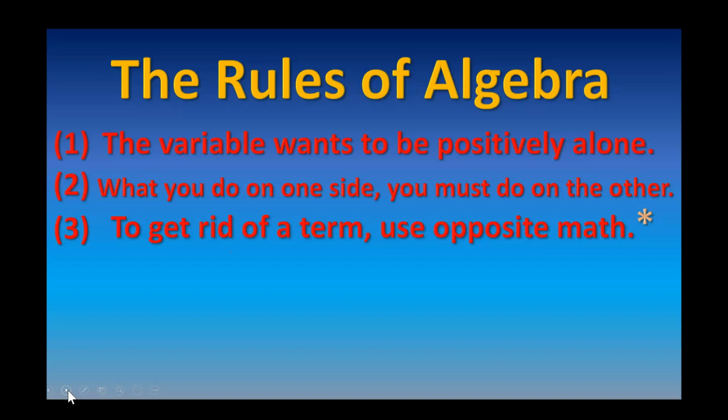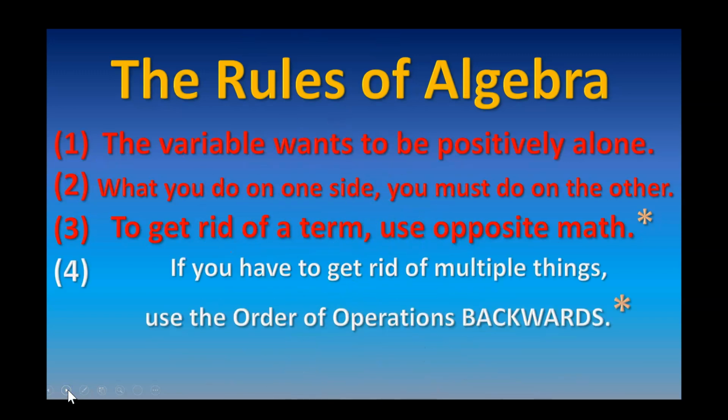Today, we're going to focus on two-step equations, and in order to do that, we need to introduce the fourth rule, which is, if you have to get rid of multiple things, you use the order of operations backwards. This also has an asterisk, and we'll mention it in the next slide, but it's not going to be relevant for us for a couple of weeks. Okay, the order of operations.